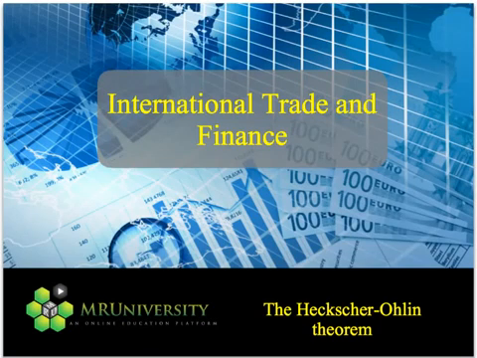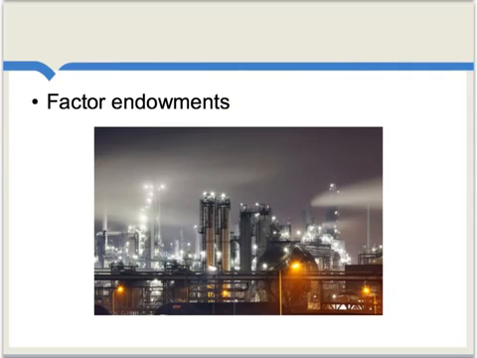Let's now consider the Heckscher-Ohlin theorem. This is basically a theorem about factor endowments. So how much capital or labor does a country have, and how do those factor endowments shape the content of trade?